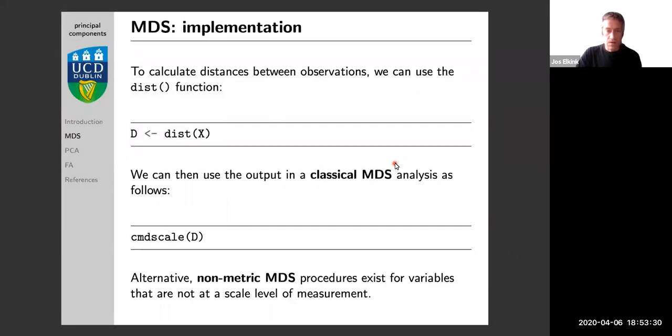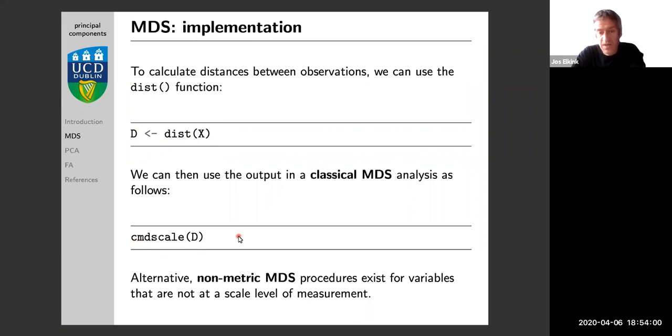So in R, we first need to calculate the distance matrix. So there's the dist command, which takes a set of points, depending on how many variables you get these points, and then it calculates a matrix that is the distances between each of the observations. And then we can use CMD scale, so this is classical multidimensional scaling, using this distance matrix, and it will produce the kind of plot that you just saw.